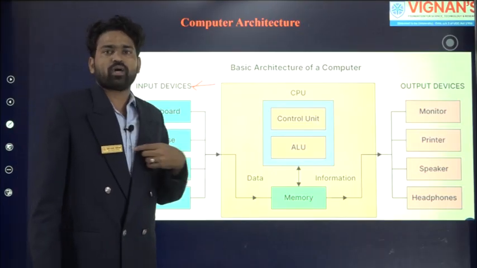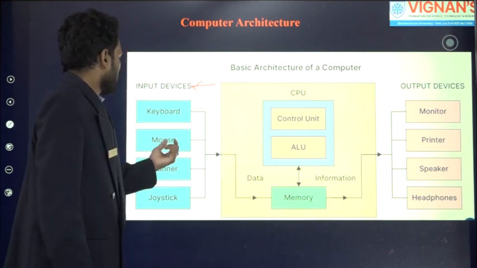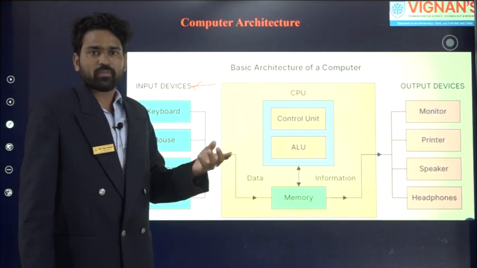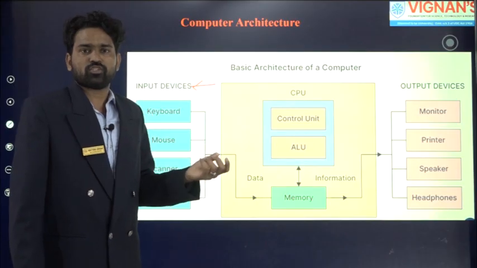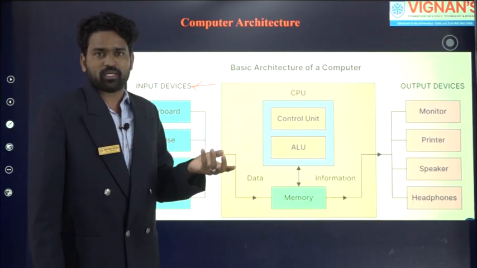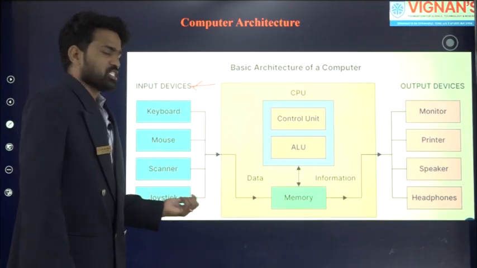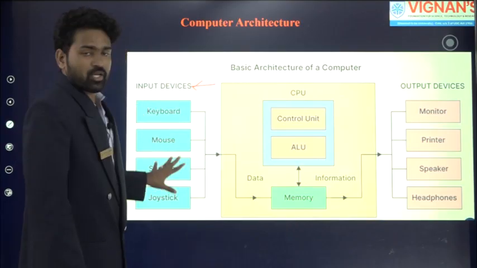Generally, we are going to give input to the computer with the help of keyboard, mouse, scanner, joystick. Most of the time we will use these two components, keyboard and mouse. These are the common things used in real-time applications. And scanner, whenever we want to scan something from the data into the computer, for that we will use a scanner. And joystick is used to play games. So these are the input devices.